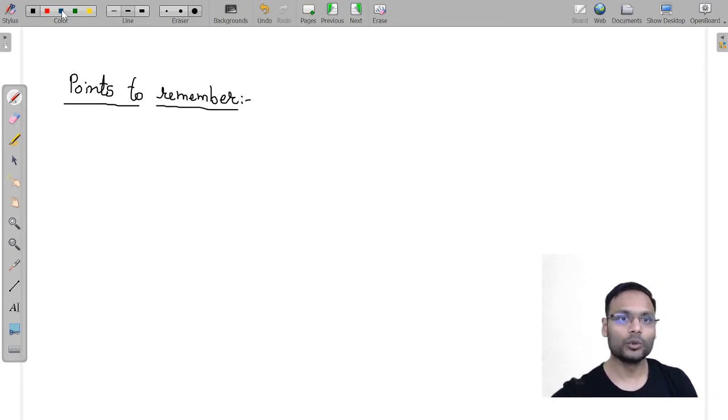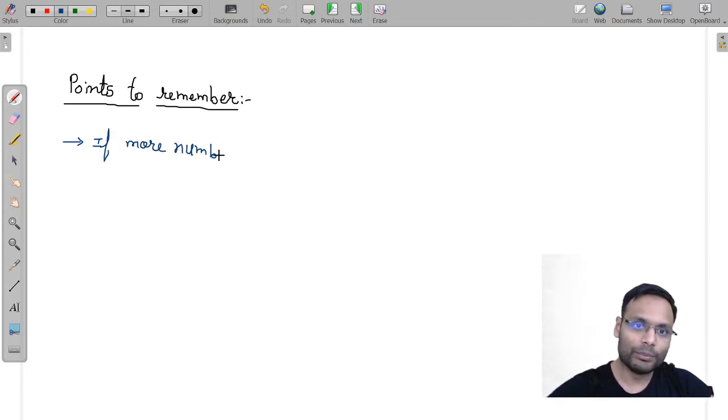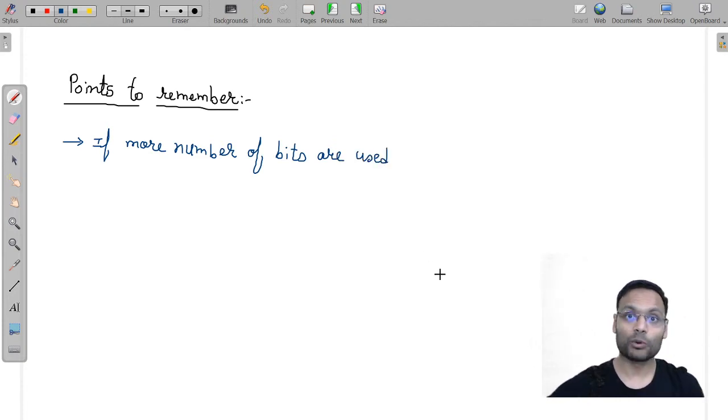What are the points to remember? Look at this. First thing, if more number of bits are used, see, I am writing these points for you.